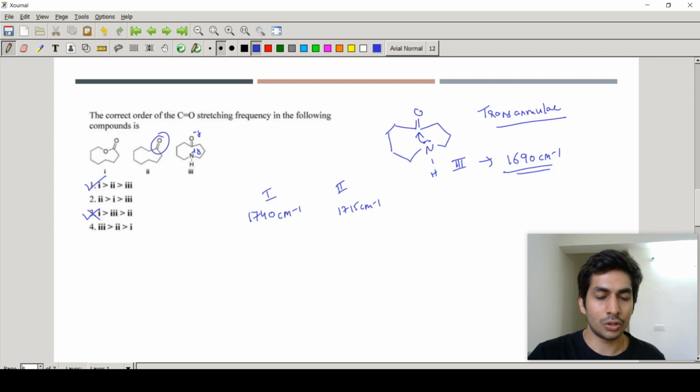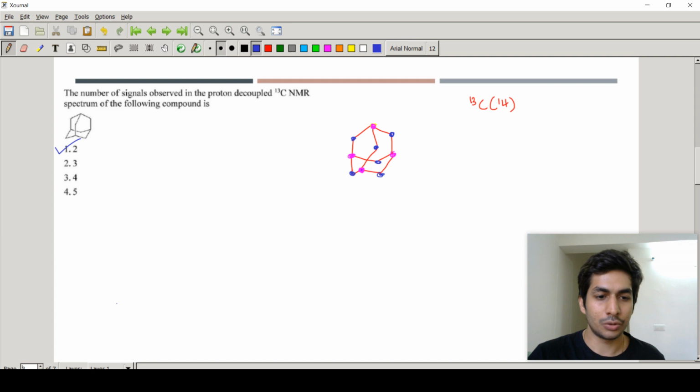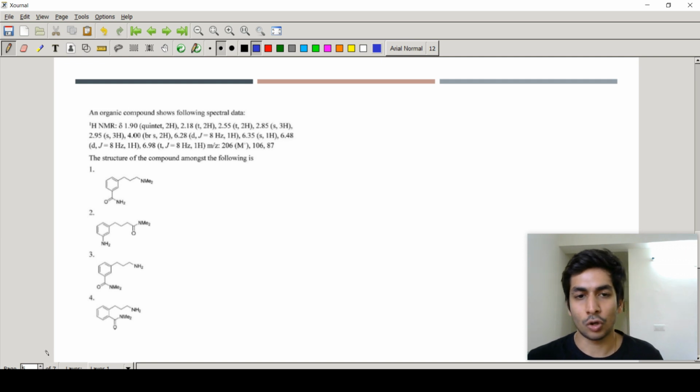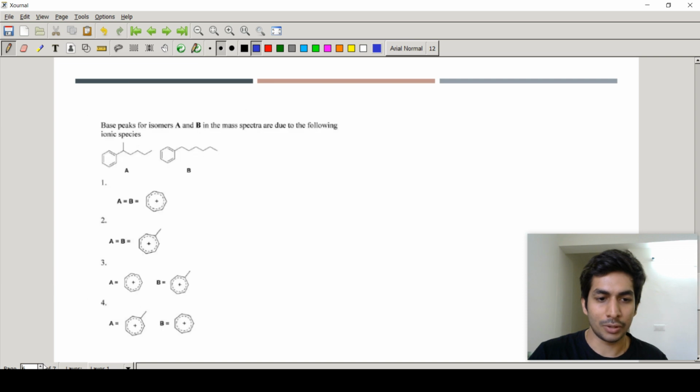So these were all your 2 markers. There were three 2 markers. Now, let's go to the 4 markers. There were four 4 markers from the organic spectroscopy part, right? The first one that we have is this one. The explanation is a bit lengthy, so let's move on to the other two before coming to this one.